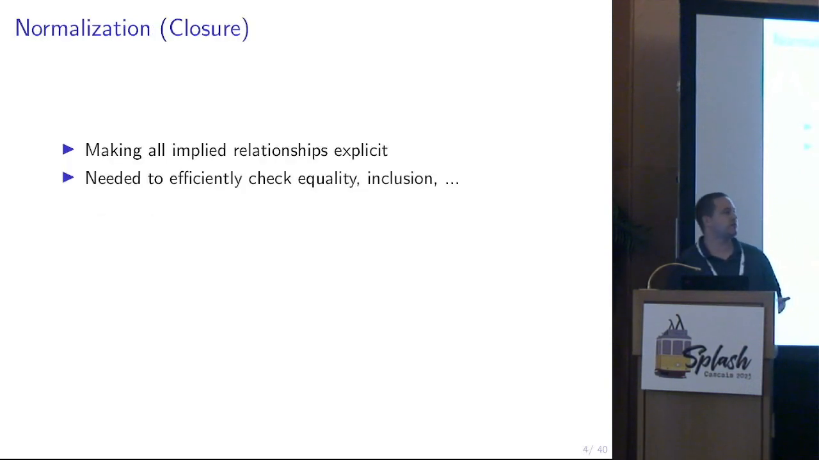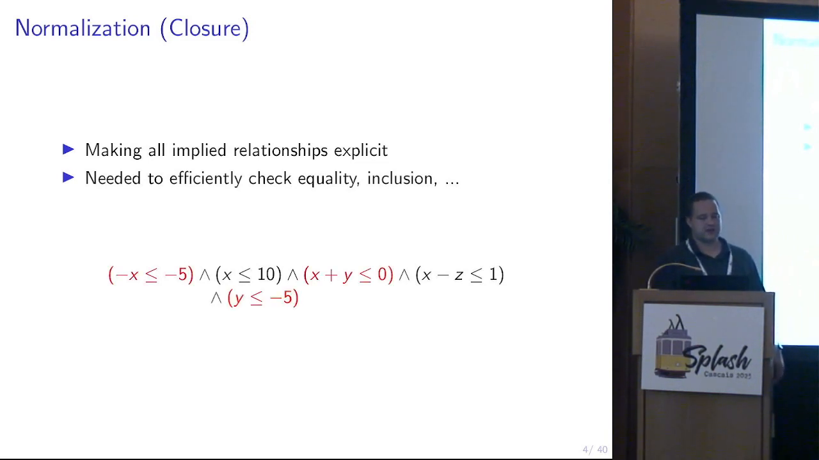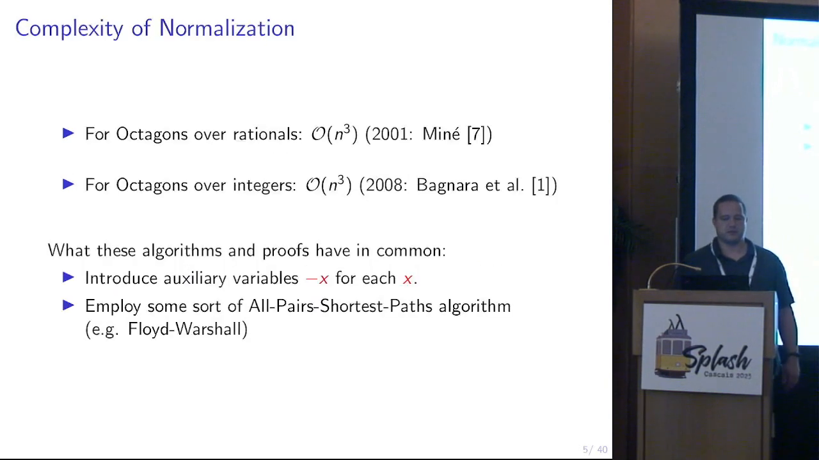A key operation that one needs to do with octagons is called normalization or closure. And the idea is that one tries to make all the implied relationships explicit. And this is needed, for example, to efficiently check equality, inclusion, and a couple of other operations. Let's take a look at an example here. If we have this octagon value here, we actually have some additional relationships that are implied. Namely, if I take these two together, then I get an upper bound for the value of y. And if I consider those two, then I additionally get an upper bound for the value of minus z. And this value that we have here would then be closed.